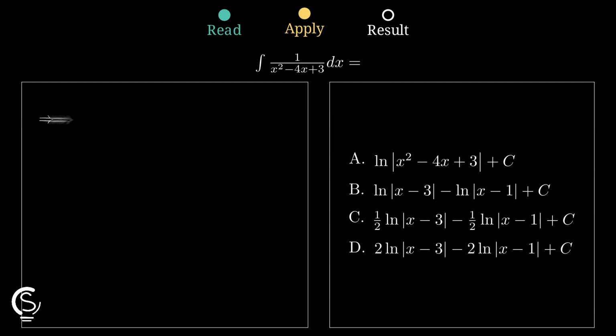Next, we apply partial fraction decomposition to split the fraction. We find the constants are positive 1/2 and negative 1/2 for our two separate terms. This makes integration easy.